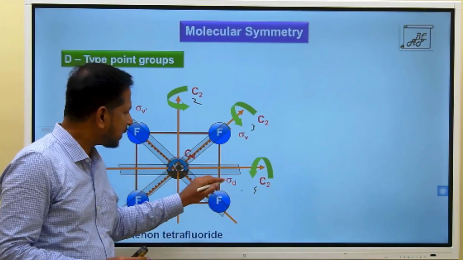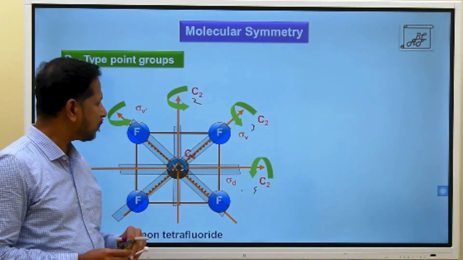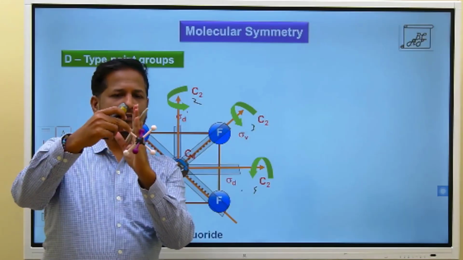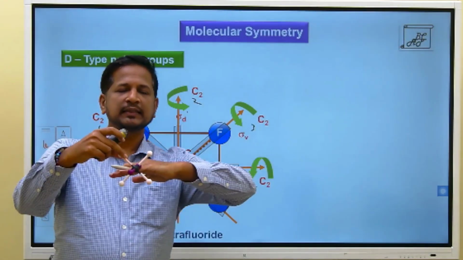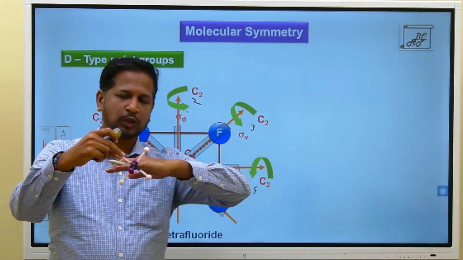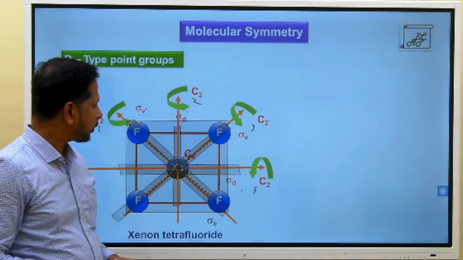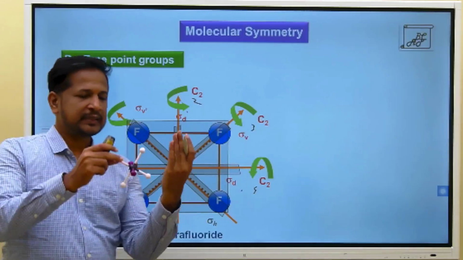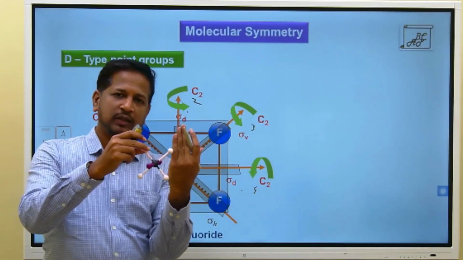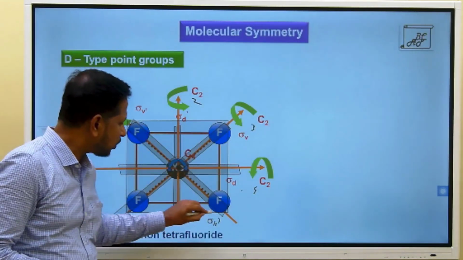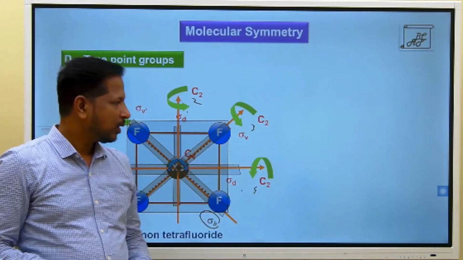A dihedral plane is the one which divides two perpendicular C2 axes and doesn't contain any other atom. So this is a dihedral plane and one more dihedral plane is present. So this is the first dihedral plane and this is the second dihedral plane present in the molecule. So there are 2 dihedral planes present in this molecule and one more plane, that is this one, which contains all the atoms. So this is a horizontal plane present in the molecule.